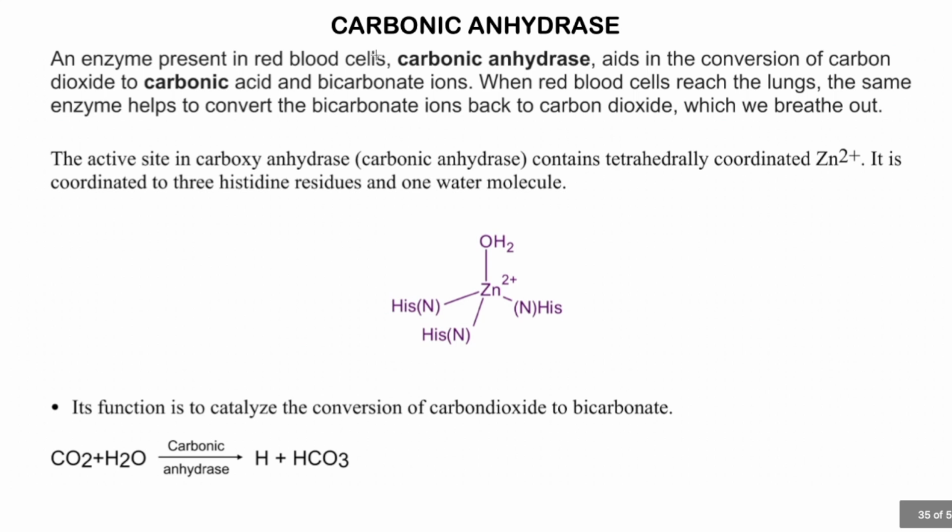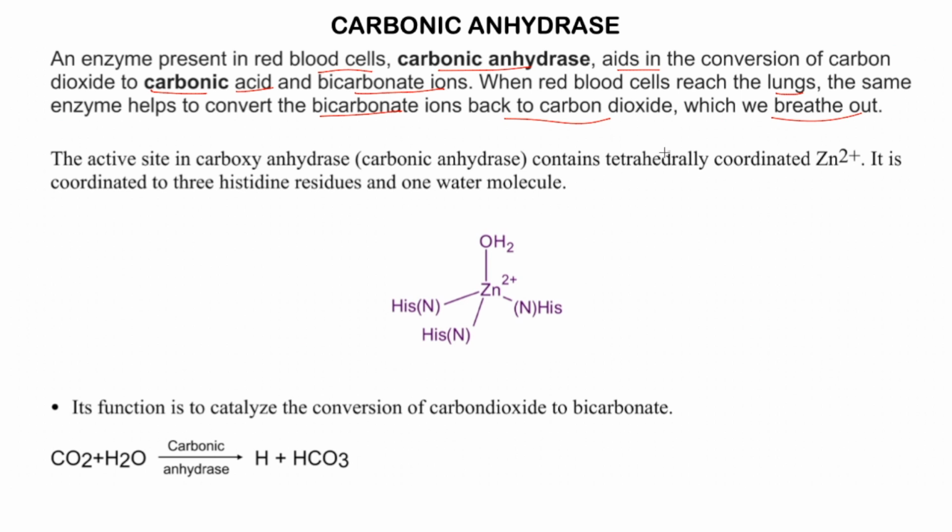Next, let's talk about carbonic anhydrase. So an enzyme present in the red blood cell is called carbonic anhydrase. It aids in the conversion of carbon dioxide to carbonic acid and bicarbonate ion. When the red blood cell reaches the lungs, the same enzyme helps to convert the bicarbonate ion back to carbon dioxide, which we breathe out.